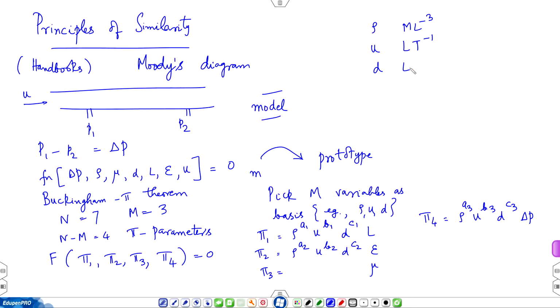I think there is some mix up between the length L here and this length here. So, make sure you keep them distinct. When you substitute, you will get quite readily, see this L does not have mass. So, this A 1 will be 0, B 1 will be 0, and C 1 will turn out to be minus 1. So, pi 1 will turn out to be L over d, which clearly is dimensionless.